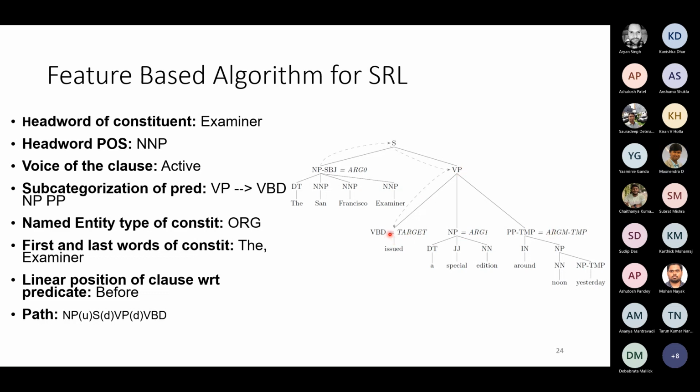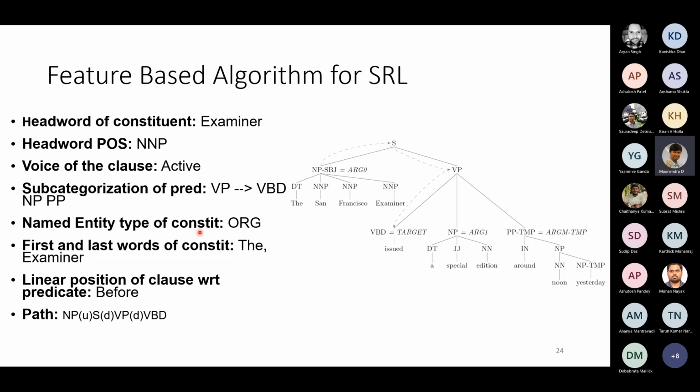The predicate is here in the tree. It is part of the VP, right? So what is the subcategorization? What is the grammar rule here? VP to VBD, NP, PP. So this is the subcategorization.